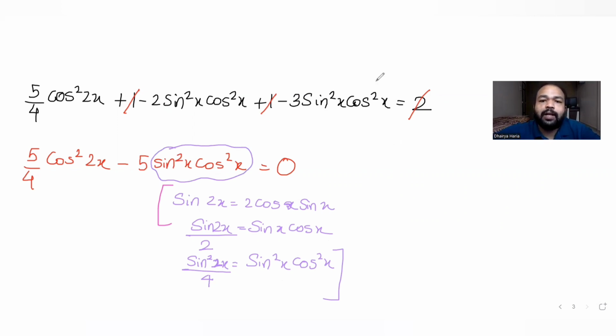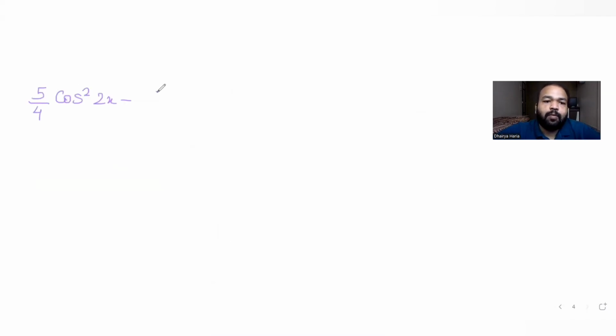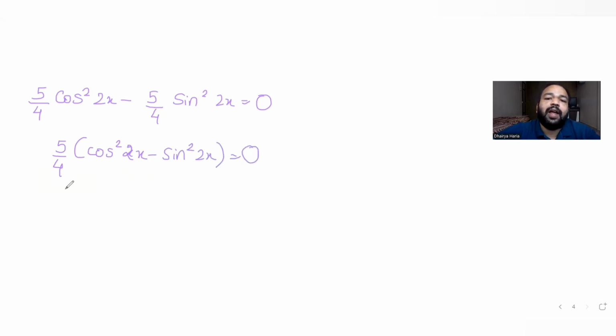So I can write that in my other equation as 5 by 4 cos square 2x minus 5 by 4 sine square 2x is equal to 0. Now I can take out 5 by 4 common, and get cos square 2x minus sine square 2x is equal to 0. Let's try to solve this further.